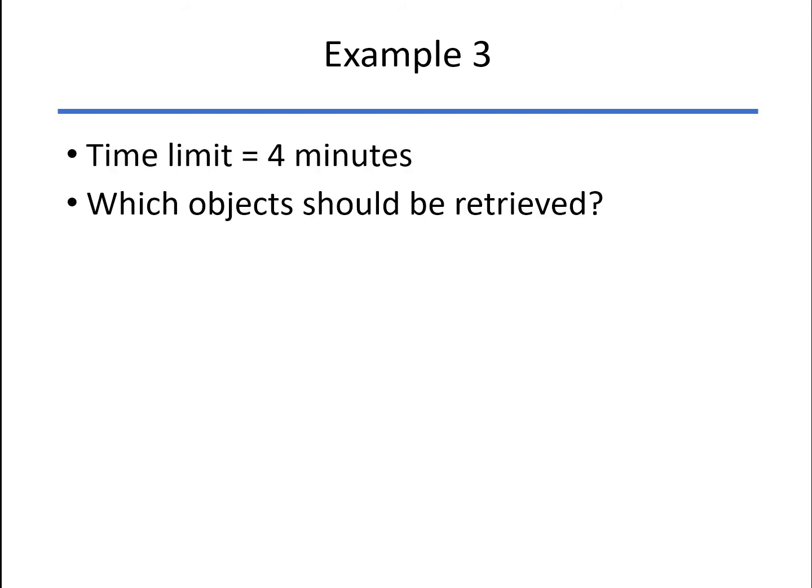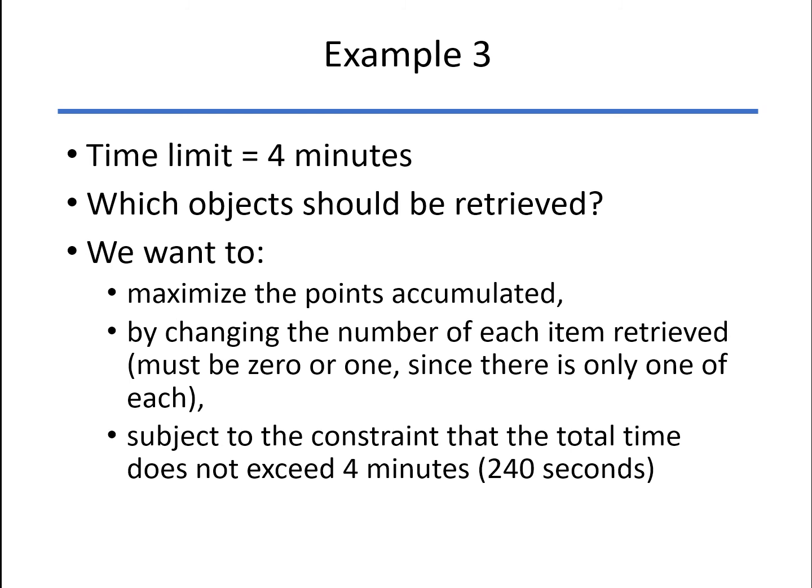Time limit is 4 minutes, and so the question is, if you want to maximize your score, which objects should you get? So we want to maximize the points by changing the number of each item retrieved. And by the way, you can only get 0 or 1. There's only one of each one. And the constraint is that the time cannot exceed 4 minutes.